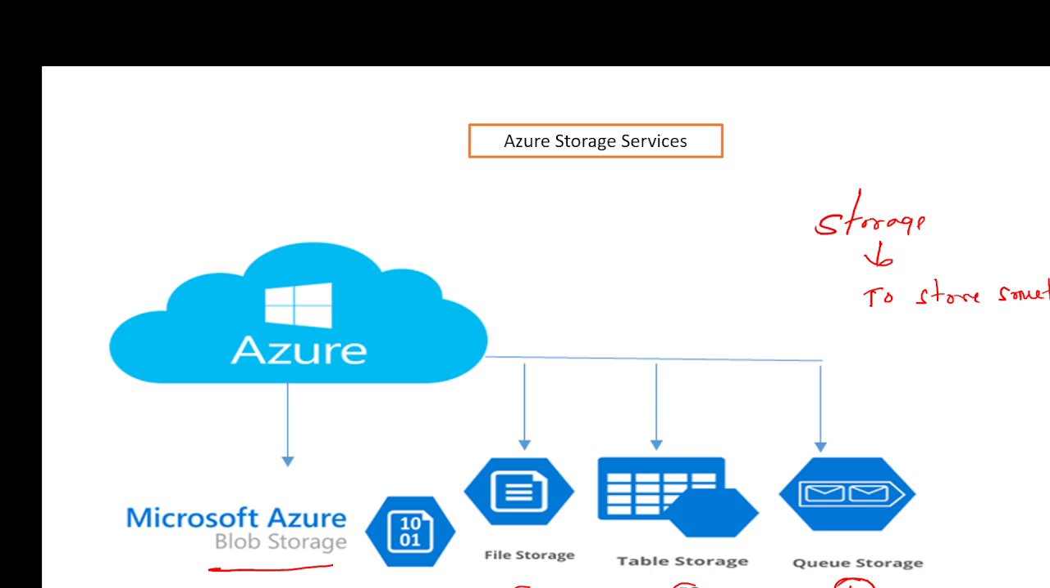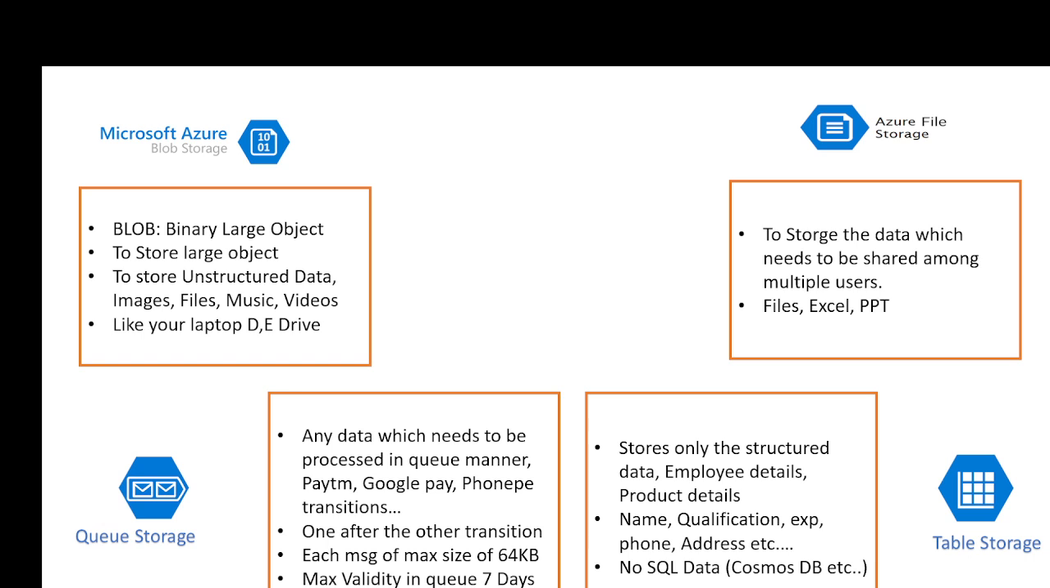Basically, to ensure performance as well as ease of operation, you have different kinds of storage. Here also there are four types of storage: blob storage, file storage, table storage, and queue storage, and each storage will be used for a separate and dedicated purpose. So let us understand what each storage service is about.